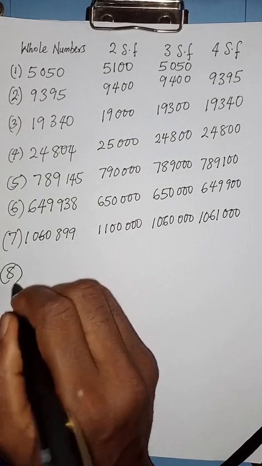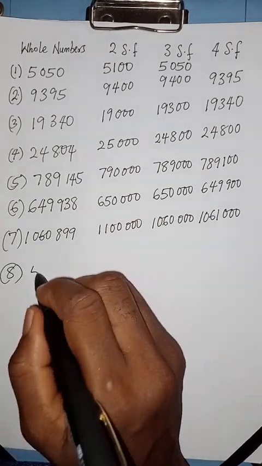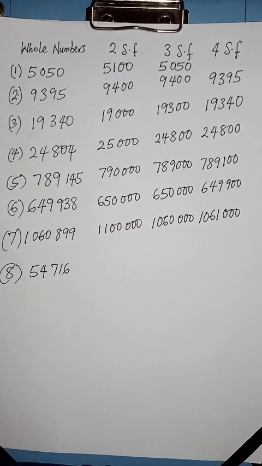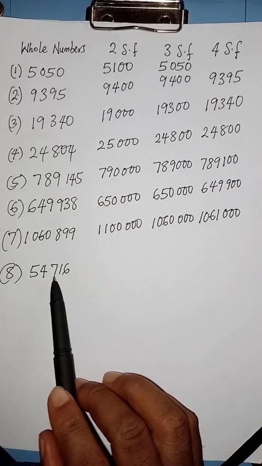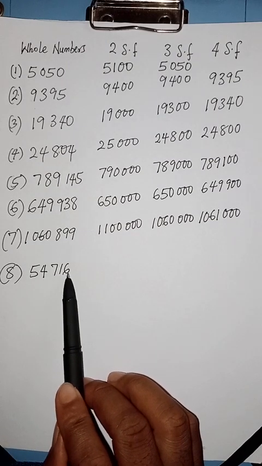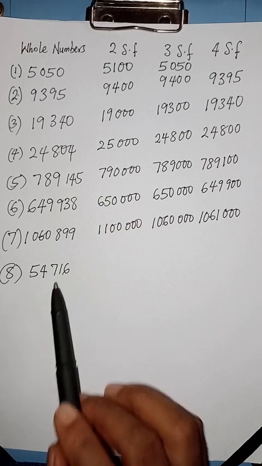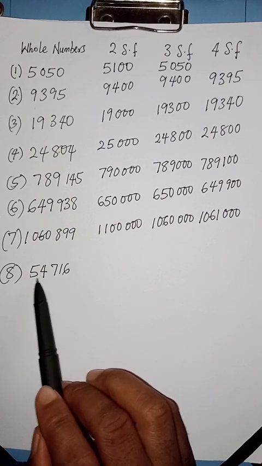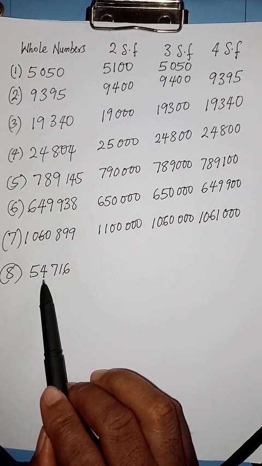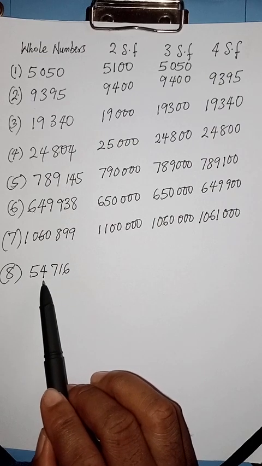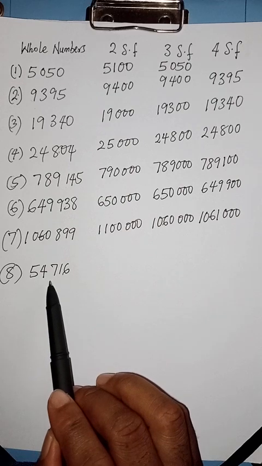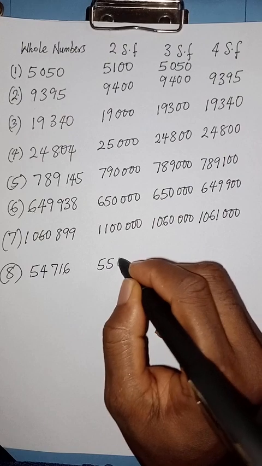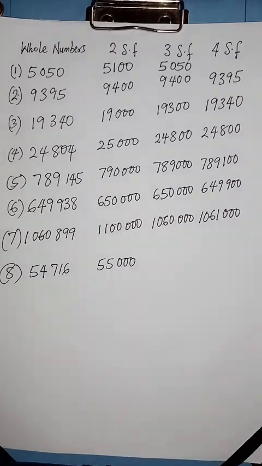Number 8. I have 54,716. I have 1, 2, 3, 4, 5 significant figures. To two significant figures, 5 and 4 are the two significant figures. Before I write 5 and 4, check the digit after 4, which is the second significant figure. It is 7. It means I'm rounding up. Add 1 to 4 and it becomes 5, 5. Convert every other digit to 0, 0, 0.